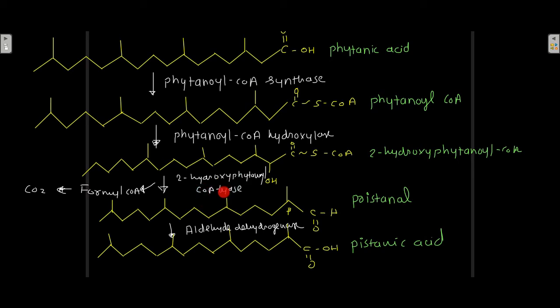Okay, and then due to this there is release of formyl coenzyme A, which is then converted to formic acid, which is then converted to CO2. Because of this, there is formation of pristanal, okay, and this pristanal is then subjected to aldehyde dehydrogenase, which produces pristanic acid in the end. So this is how the alpha oxidation pathway of phytanic acid looks.